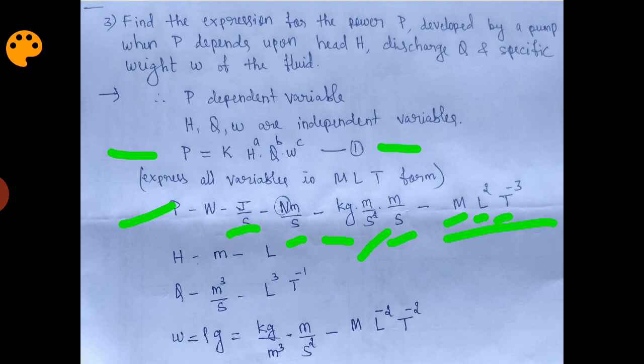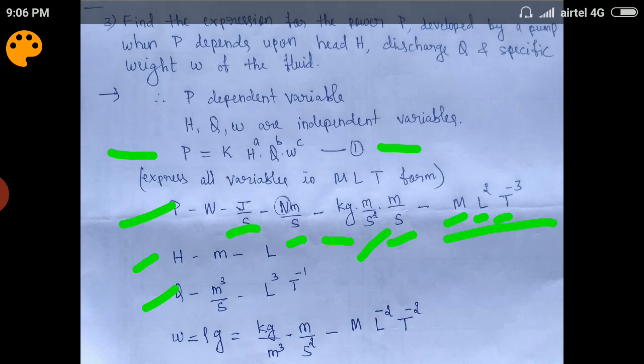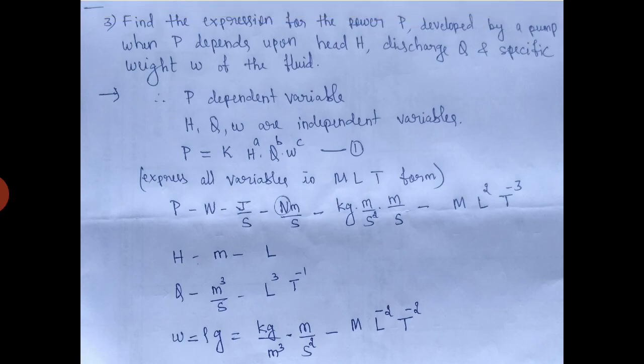Okay, next we have head H. Unit of head is meter and it is simply written as L. Then we have discharge Q, its unit is meter cube per second. You can see here, for meter cube it will be L cube. In the denominator, second will be T raised to minus 1.